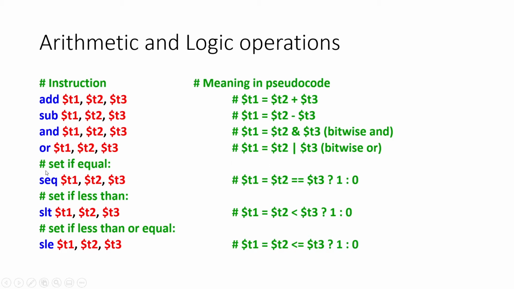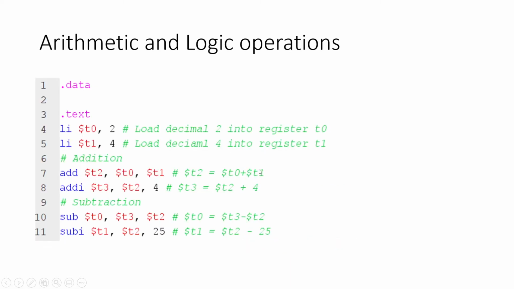Then we have some of the logic operations, for example, set if equal, which means that if T2 is equal to T3, then T1 will take the value of T2. Same here, set if less than. For example, if in this case T2 is less than T3, then T1 will be equal to T2. This is just the less than or equal. So these are some of the logic operations.